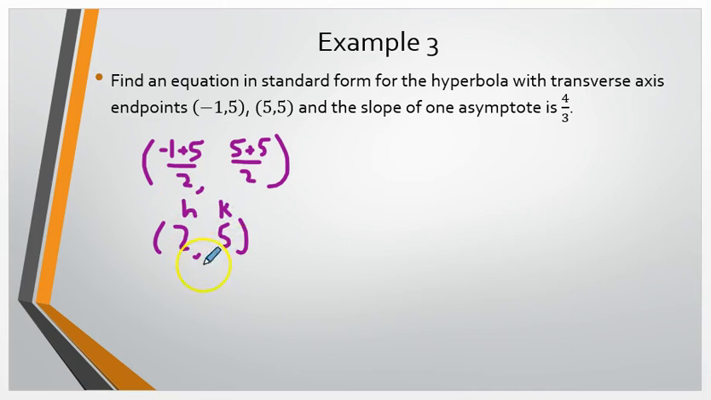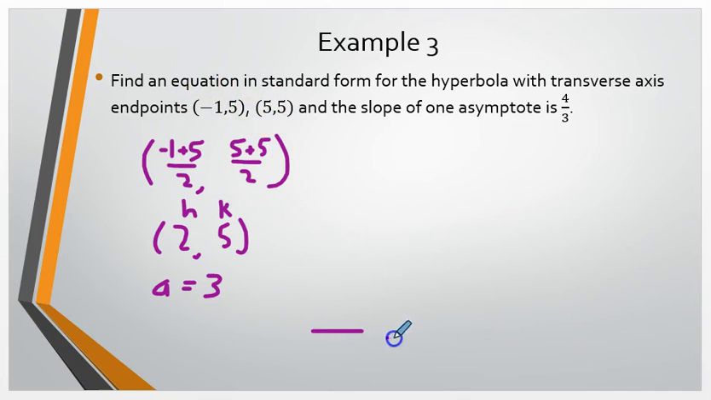And again, I can take the distance from the center to one of those points. From 2, 5 to 5, 5 is a length of 3. And those were transverse axis endpoints. So that's the variable a. Now here's the tricky part. I know that from my equation, the transverse axis endpoints are showing the x coordinate changing.